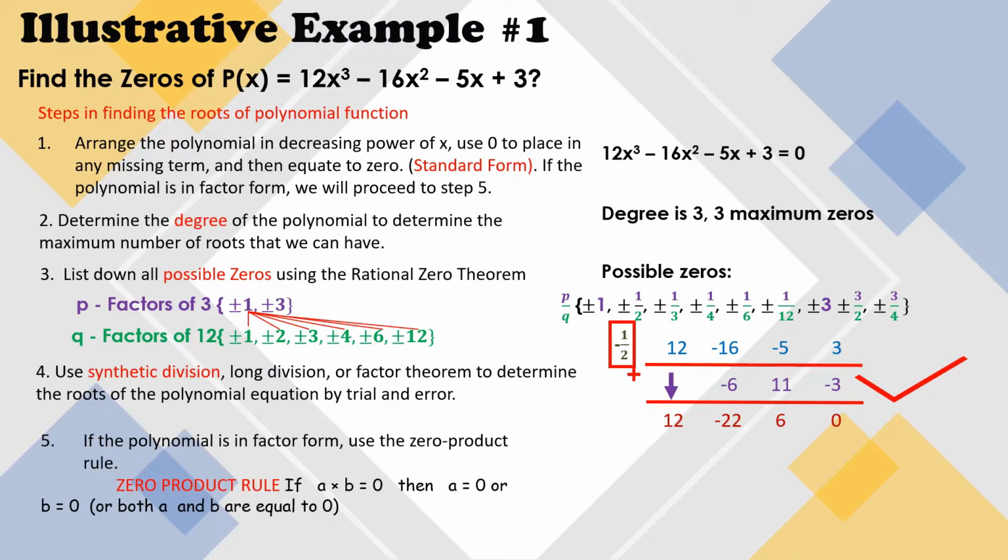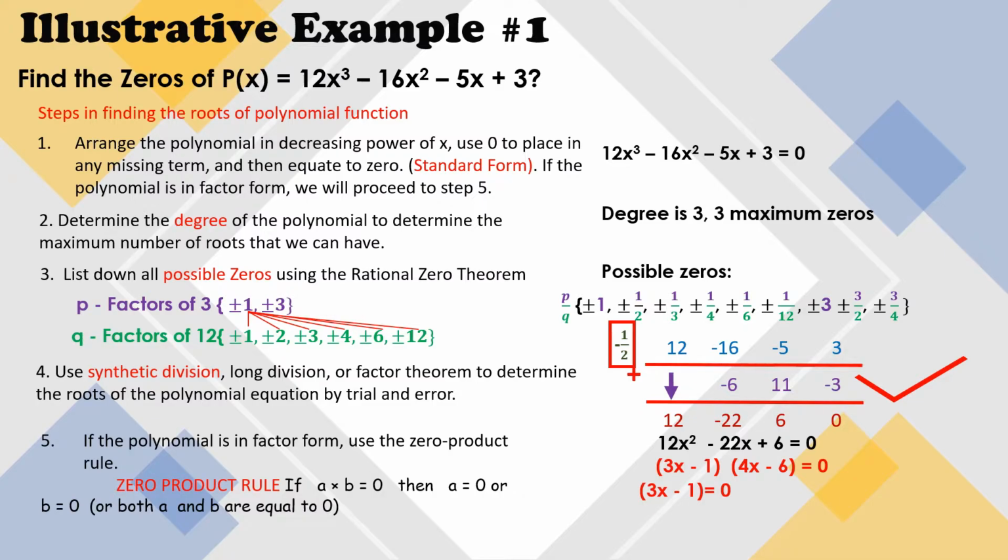So all we have to do now is to write the remaining expression as a quadratic equation. That will give us 12x squared minus 22x plus 6 equals 0. Then we look for the factors of this quadratic equation. So we will have 3x minus 1 times 4x minus 6 equals 0. Since it is already in factored form, we will proceed with step 5, and we can now use the zero product rule.